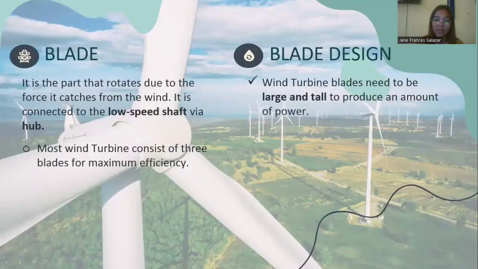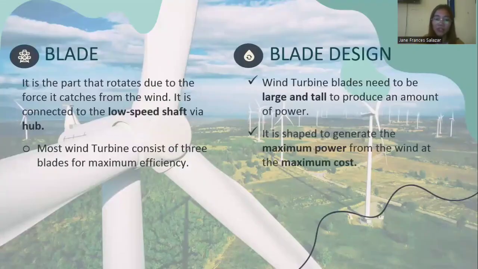Next naman, it is shaped to generate the maximum power from the wind at the maximum cost. And to generate the maximum power, the designer must consider the cost of materials. Wind turbine blades need to be large and tall to produce the amount of power. The longer the blades, the better, because it is better at capturing kinetic energy coming from the wind.